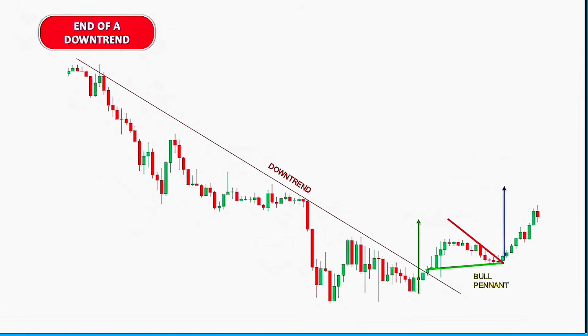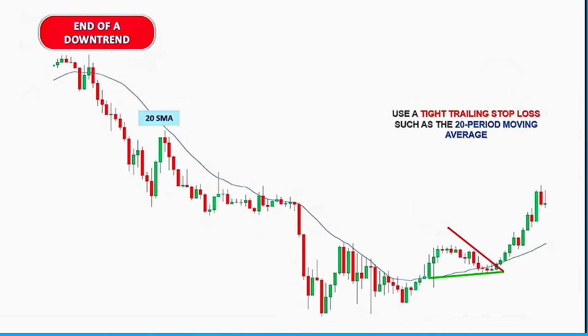Trade entry, stop loss, and target conditions will be the same. Just like the range market strategy, I still suggest using a tight trailing stop loss like the 20-period moving average, because we're taking a contrarian position.